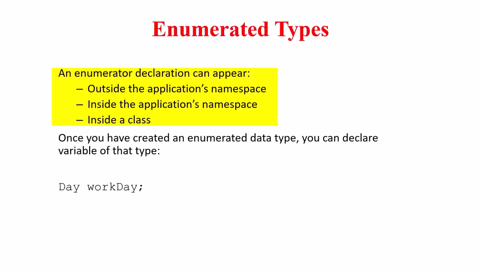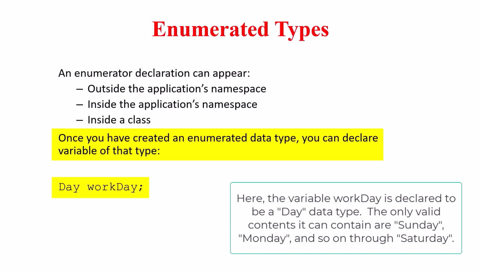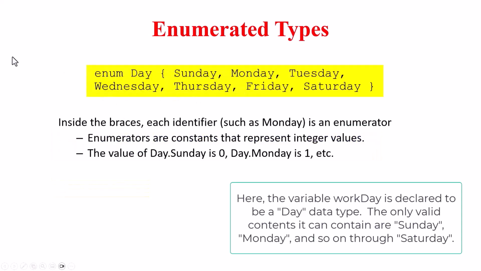Okay, now is that beneficial? Maybe. I've got a couple of examples that are going to show as we go through it. Enumerator declarations can appear outside the application's namespace or inside the application's namespace or inside a class. Once you've created an enumerated data type, you can declare a variable of that type, day workday. Here we're setting up a day data type variable called workday. And it can contain Sunday, Monday, Tuesday, Wednesday, Thursday, Friday, and Saturday. Nothing else.